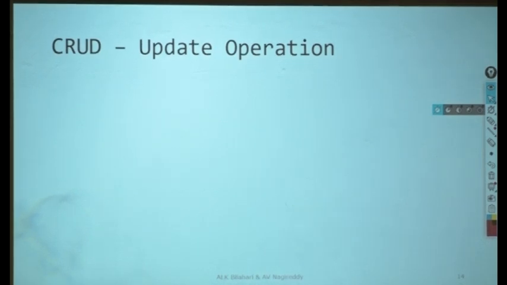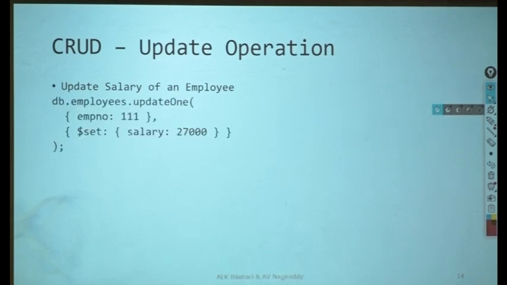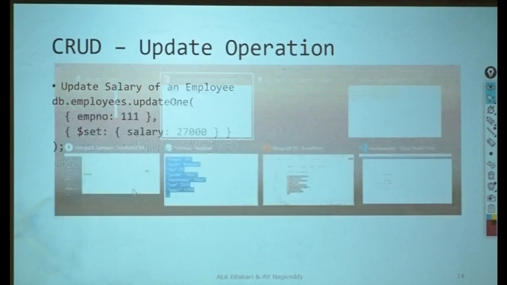Next one, update operation. Among CRUD operations, create we have seen, read we have seen, update we are trying to work now. If you wanted to update the salary of an employee, what should I do first? Filter out the employee. I wanted to update the salary of employee number 111 with a salary of 27,000. Let me get the salary of employee 111 first.